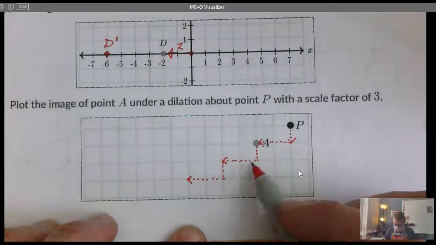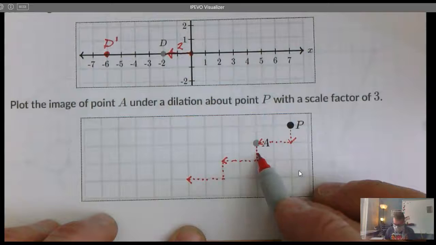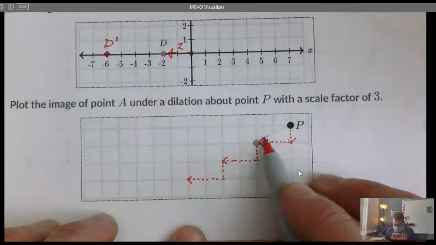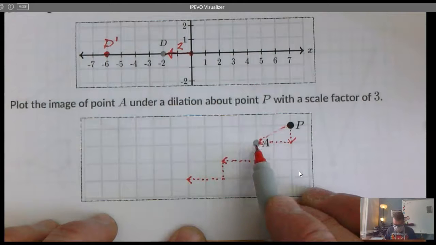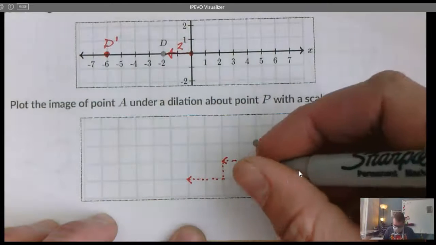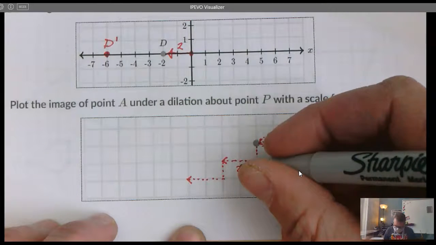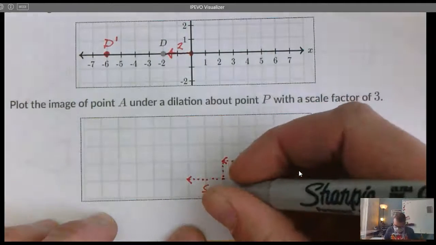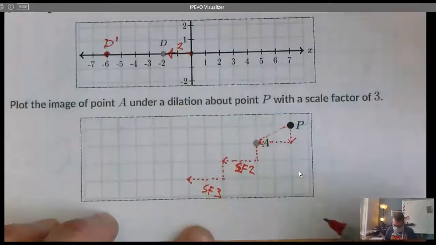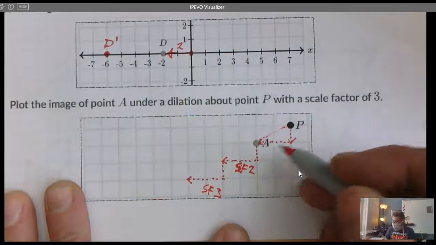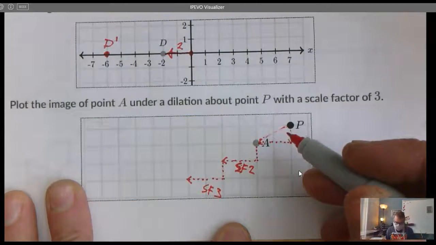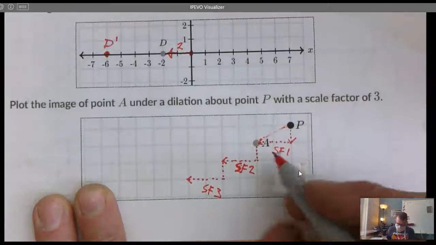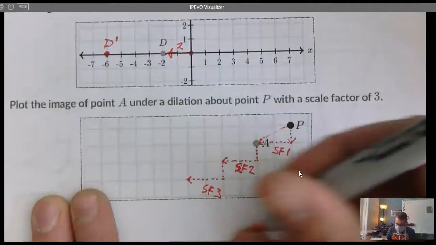So Dewan's saying every time I do this, this is your scale factor of 1, right, to start. So coming down here is a scale factor of 2. This gives me a scale factor of 3. Every time we do what the distance is, it is a scale factor. I like how you described that, Dewan. So we go scale factor 1, scale factor 2, scale factor 3, and we stop.